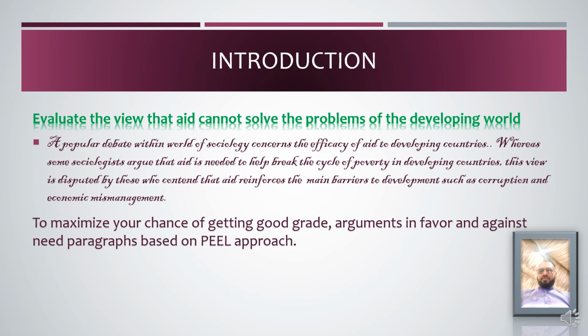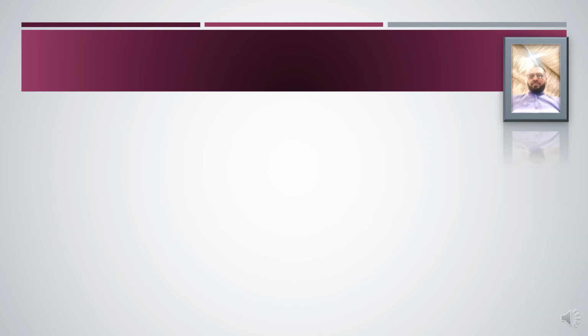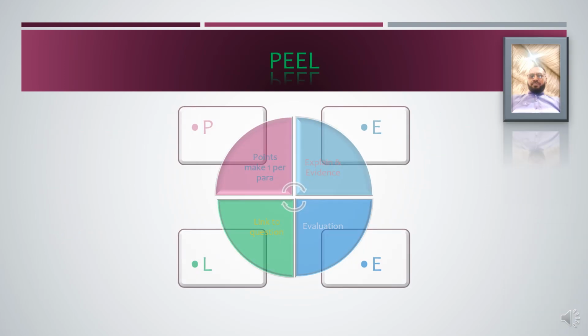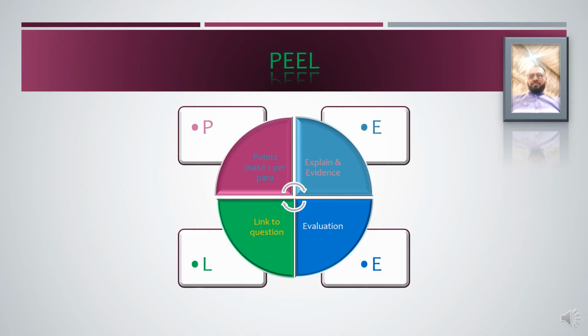PEEL. Now, what PEEL is, let me discuss it. P in PEEL stands for point per paragraph. In one paragraph, you need to elaborate one point only, right? That is the P of PEEL.